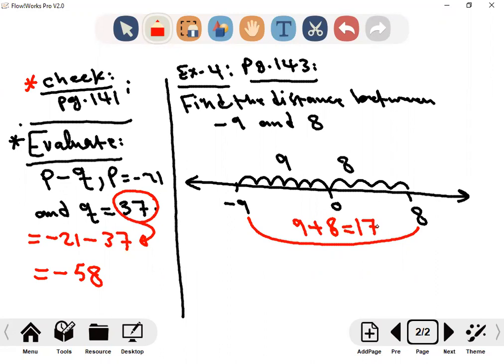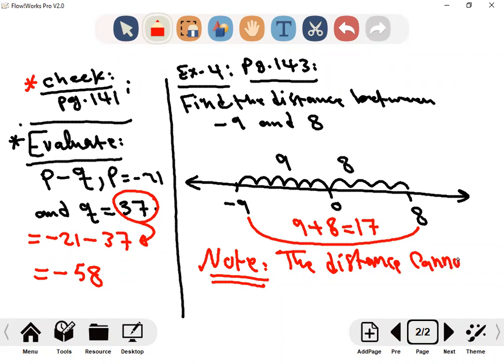So from negative 9 to 0, we have 9 units, not negative 9. The distance, guys, focus here. The distance cannot be negative. I cannot say my height is one and a half meters minus, it doesn't work. Understand? So here what I will say, the distance cannot be negative.